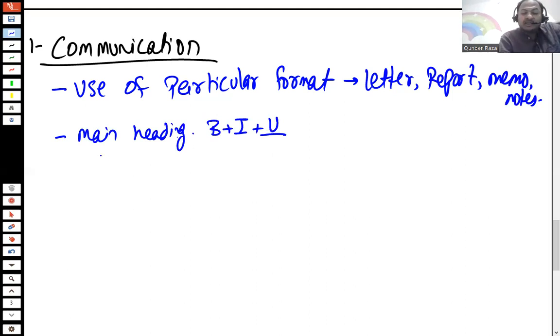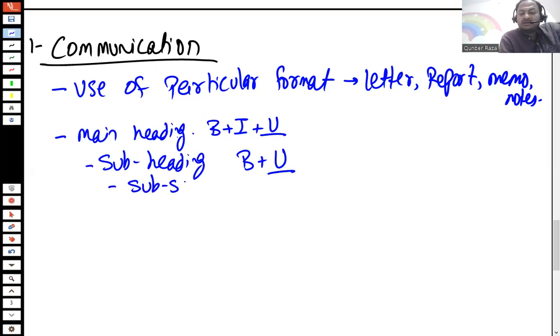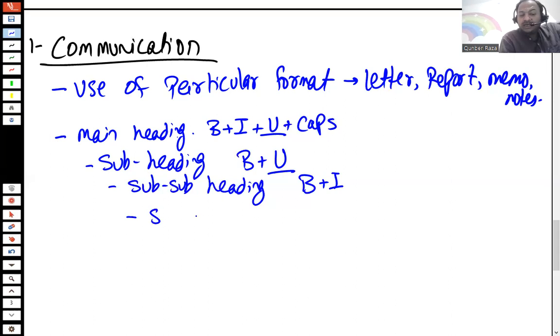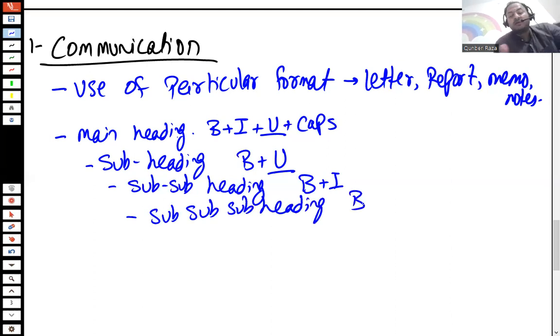Then after this main heading, there is a subheading. For the subheading, make it bold plus underline. Then after this subheading, there is another subheading. By the way, plus caps as well. That subheading, for example, make it bold plus italic, let's say. If there is a third or fourth layer of subheading, for example, keep it bold. So that's just an example.